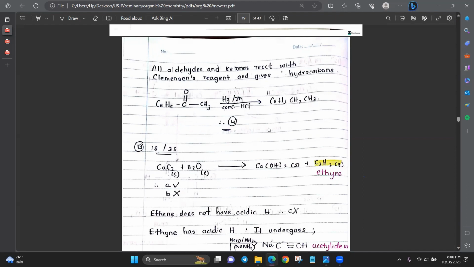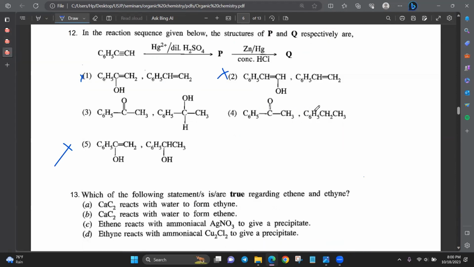This will be converted to an ethyl group, C6H5 and the ethyl group. Therefore, what is our answer? From 3 and 4, now there should be an ethyl group, right? So this is wrong. That means our answer is answer number 4.